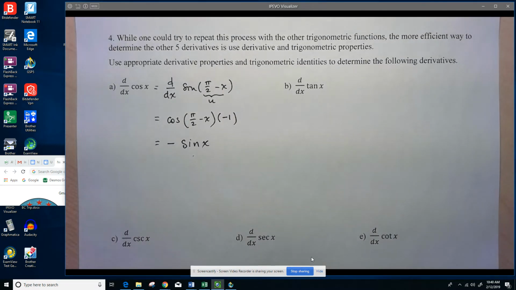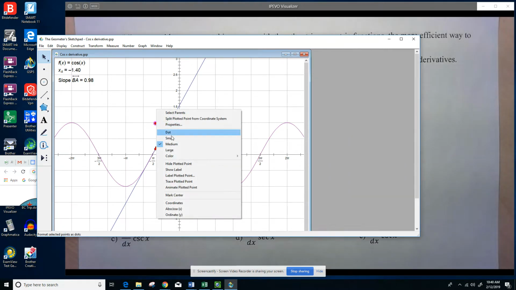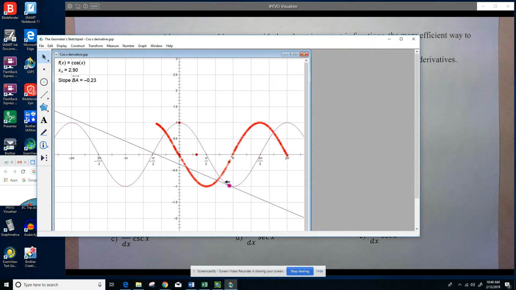And in fact, if we take a look at the graph here, we have cosine of x. I have my slope of the tangent, and let's animate this point here, which is going to give us the derivative function, or we'll trace it. Let's get these two together, and we see that as we move it, lo and behold, what do we get? Something that looks not like sine, but like negative sine of x. So it's not too surprising, based on what we're seeing geometrically, that the derivative of cosine is negative sine.